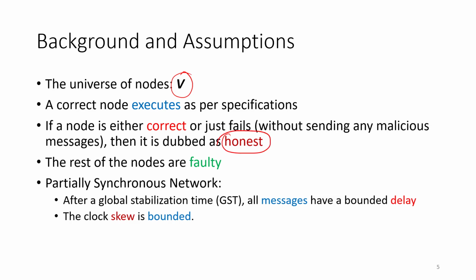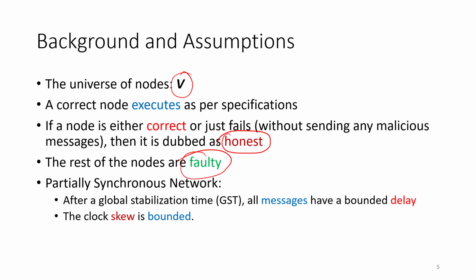Then the node is dubbed honest. Right. So where are we? We are at the point where we say that a node is correct, which means it executes as per specifications, or we are saying that it can have a fail stop failure but will not send any malicious message. So then we will say that the node is dubbed to be honest. The rest of the nodes we say are faulty.